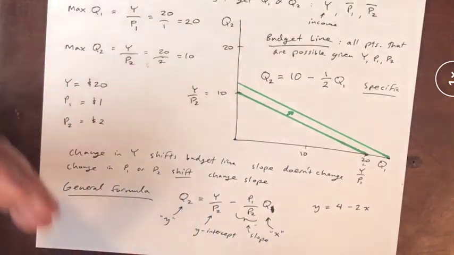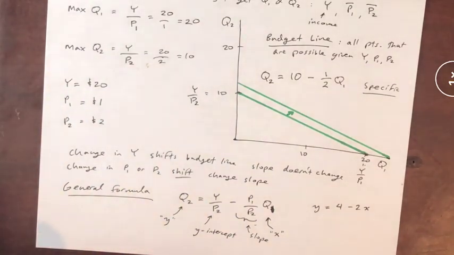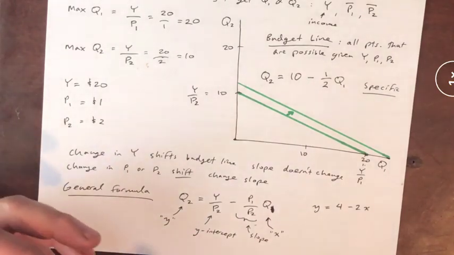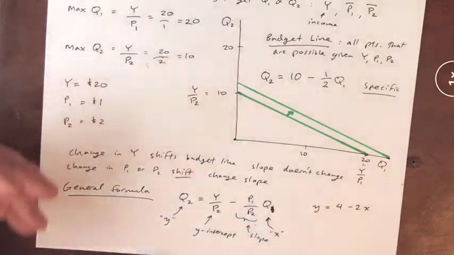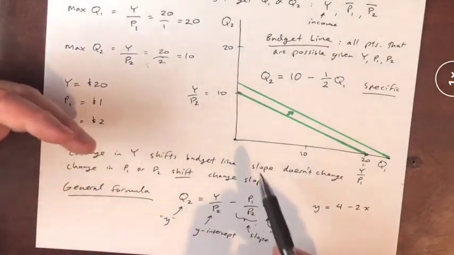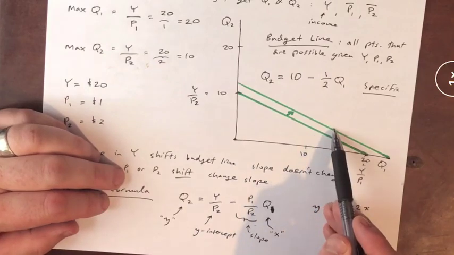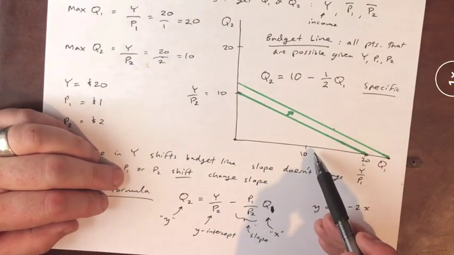And this tells us what's possible for the individual. Now, remember, we have said the individual wants to maximize utility. Good 1 and good 2 give the individual utility, so they want to go all the way up until the line. They want to go as far as they can.